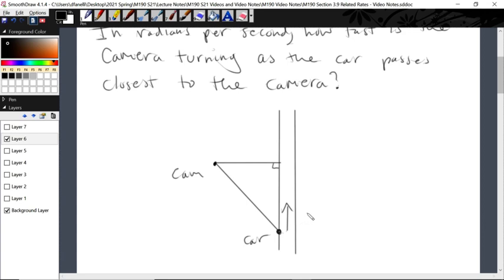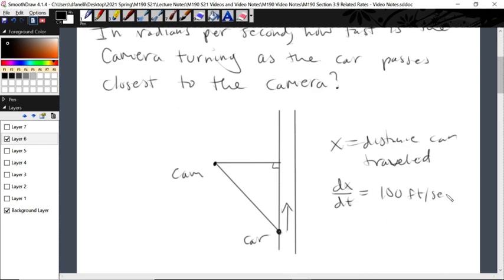I'll say that the distance that the car has traveled is x. Therefore dx/dt is the rate of change of distance with respect to time, so 100 feet per second. And this is the angle theta right here. Initially the camera is pointed in this direction, but then it's rotating this way as the car moves up. As the car moves north, the camera is going to be rotating in this direction.